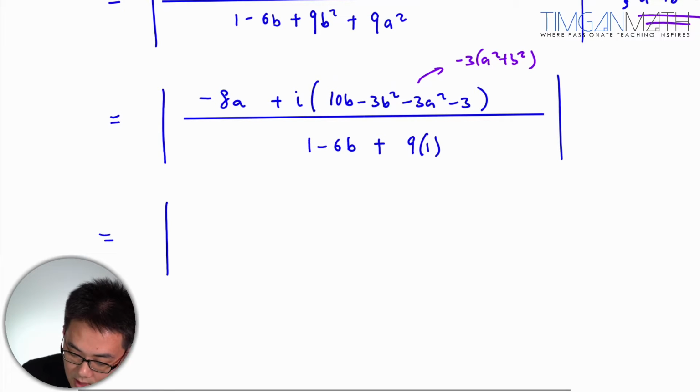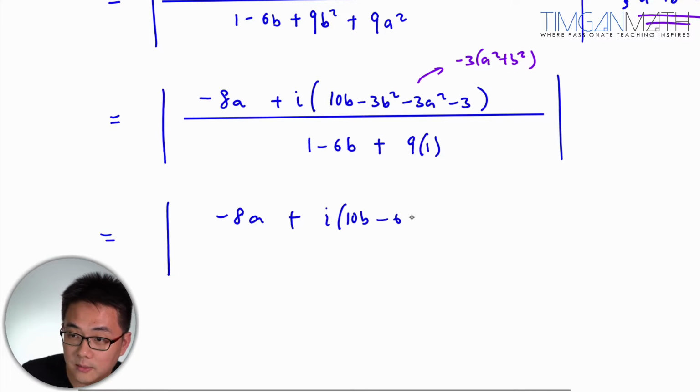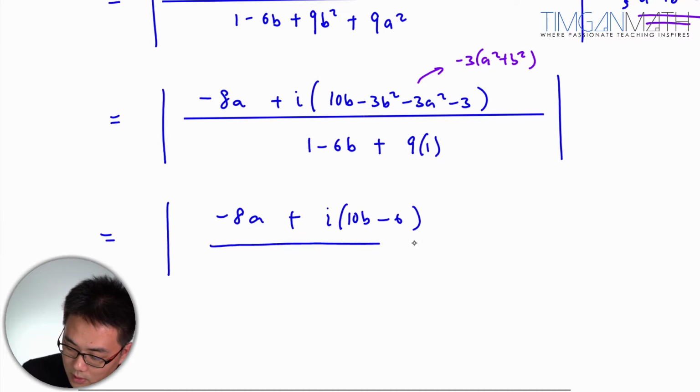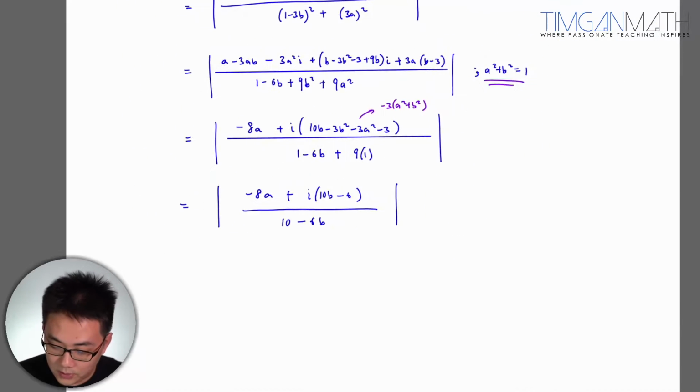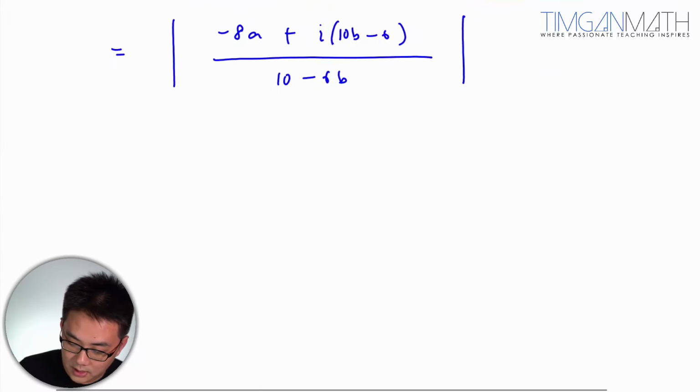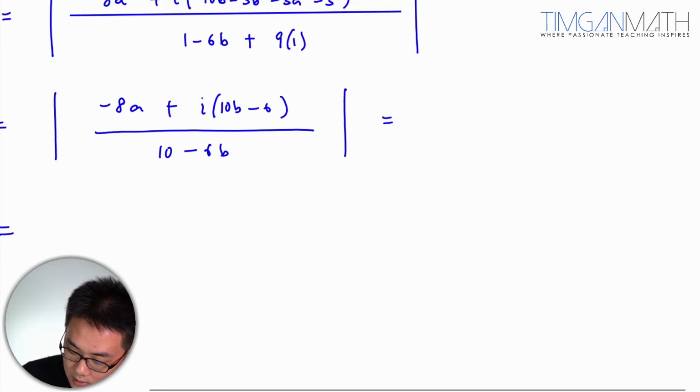So this will just be minus 8a plus, minus 3 minus 6. So 10b minus 6, okay, over 10 minus 6b. Great. So in this case, if you want to find the modulus, it will mean that we take, so this is actually, just let me slowly write this out.